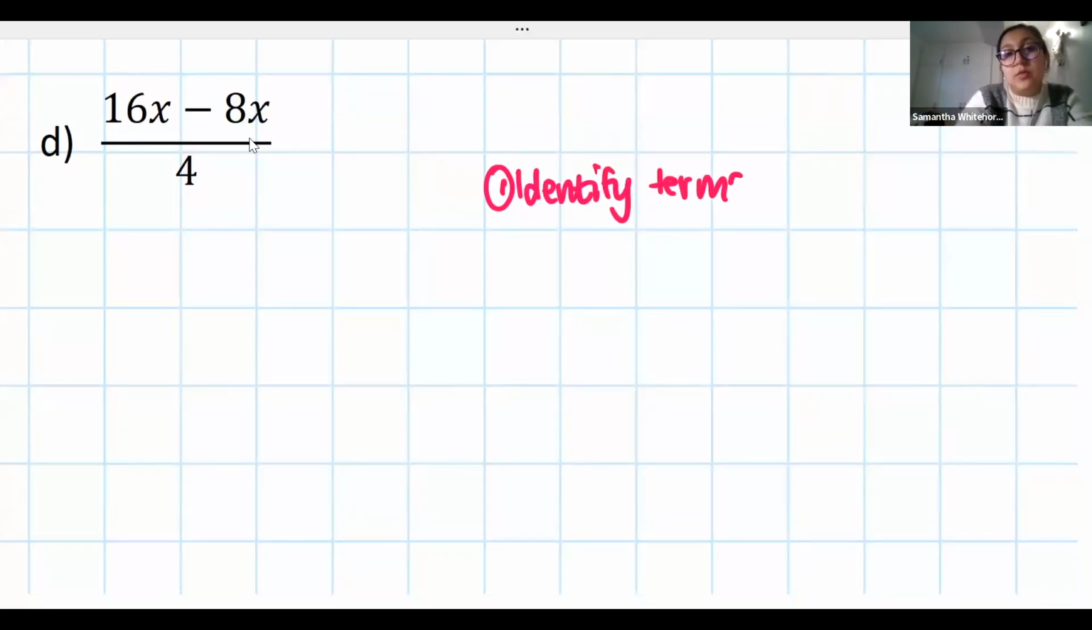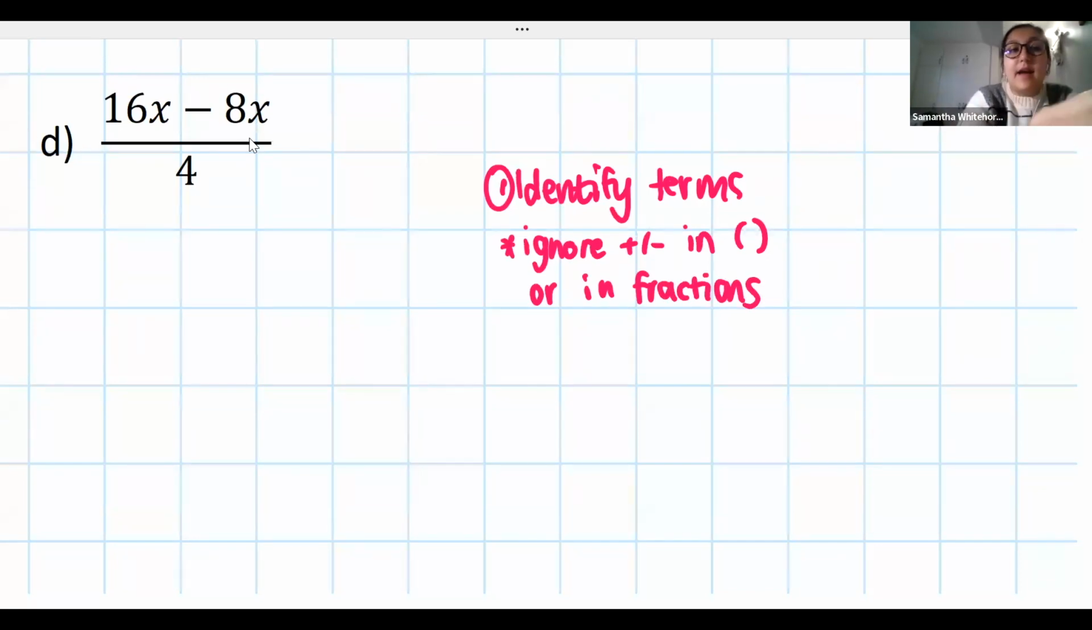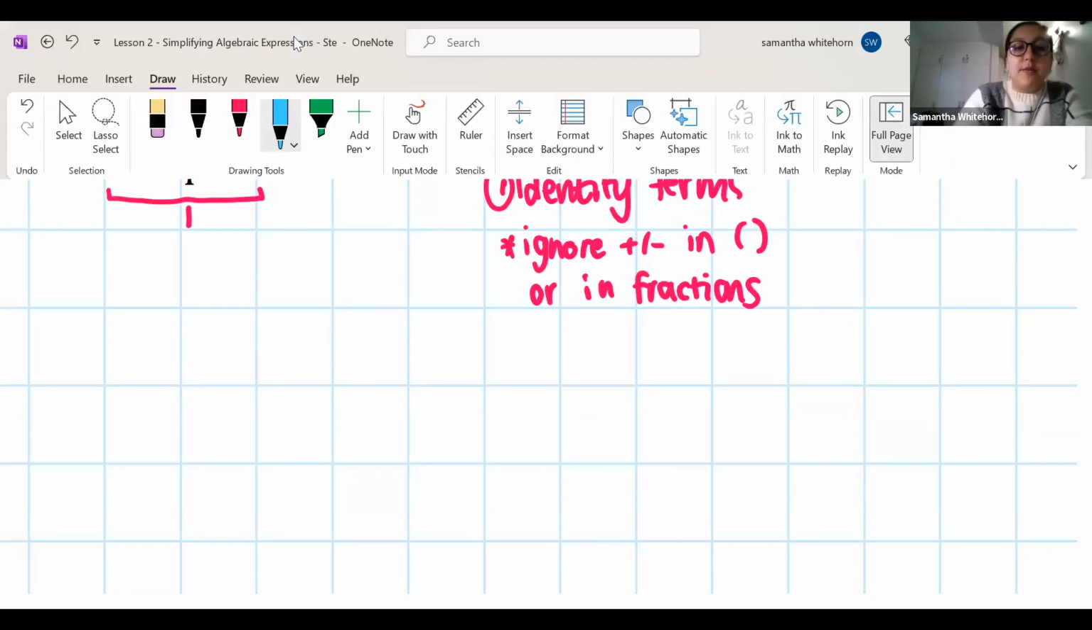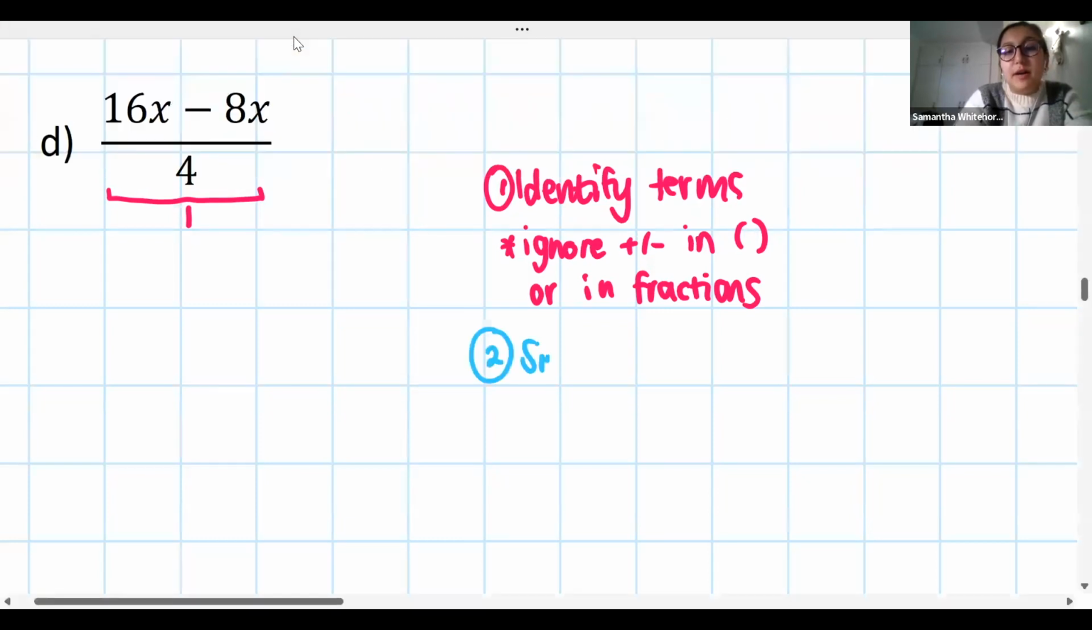It is only one term because, as I've been saying, we identify terms by looking for plus and minus signs. But we ignore, remember, ignore plus or minus signs in brackets or in fractions. So here, the only plus or minus sign I have is actually inside the fraction. So I ignore it. And because there's nothing at the beginning, nothing at the end, what I actually have here is one singular term that I now need to try and simplify. So we know that that is the second step.